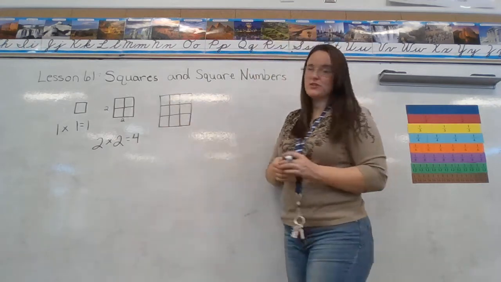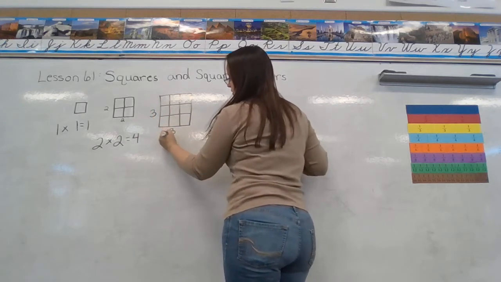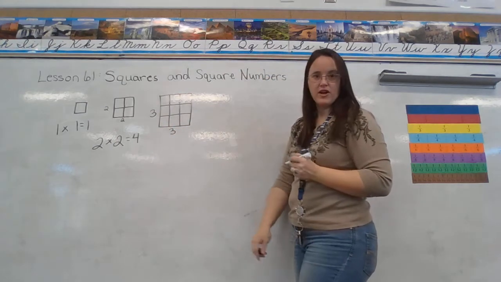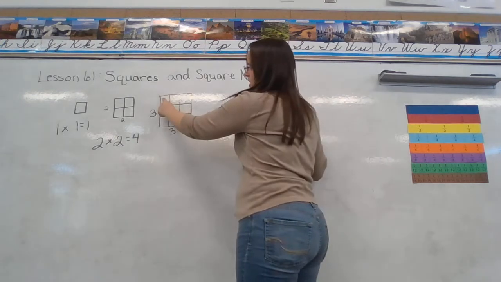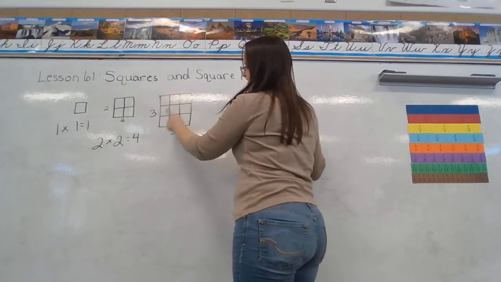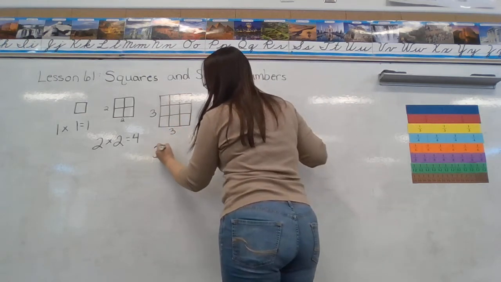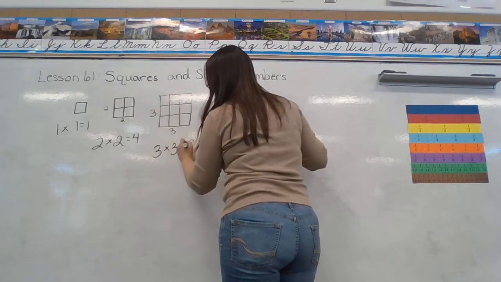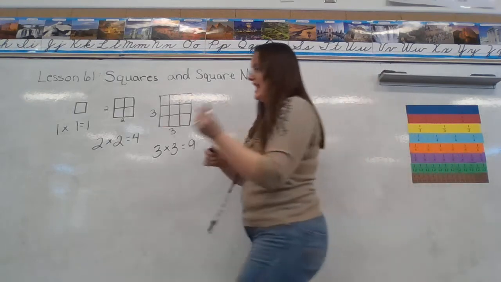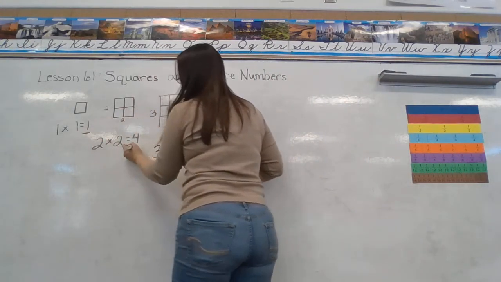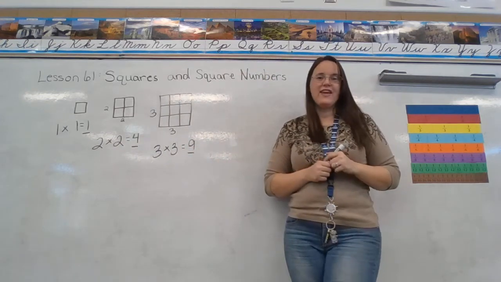I keep building. I make an even bigger square. Now let's count. I have 1, 2, 3 units on this side, 3 units across for my width. And how many squares make the total? 1, 2, 3, 4, 5, 6, 7, 8, 9. So now I'm showing 3 times 3 equals 9. So these numbers, the answers here, my 1, my 4, and my 9, those are called square numbers.